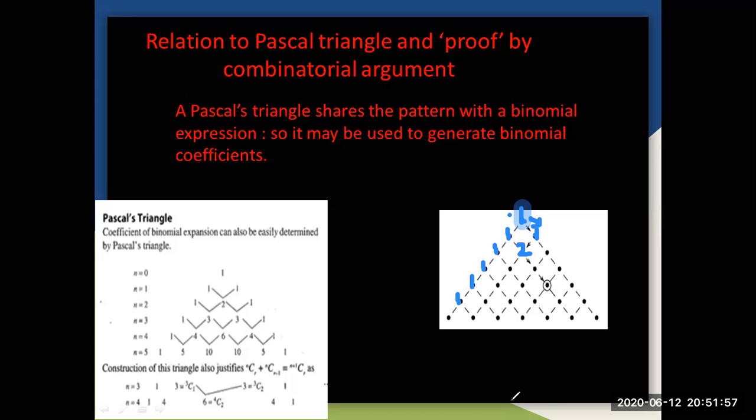Wait, I'll clear it. So you could see that over here it's 1 1 1, because there's one way to get from here to the bottom points, and over here there are two ways to get to the midpoint you see there, and one way, so it follows this pattern.